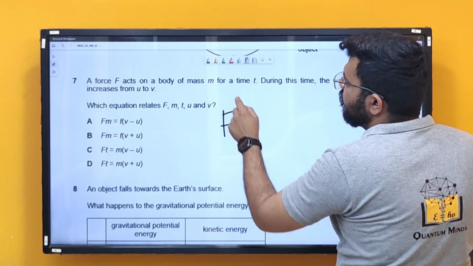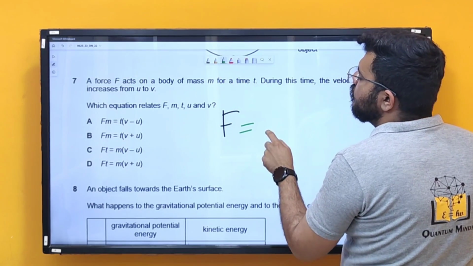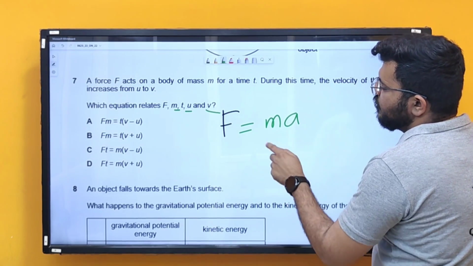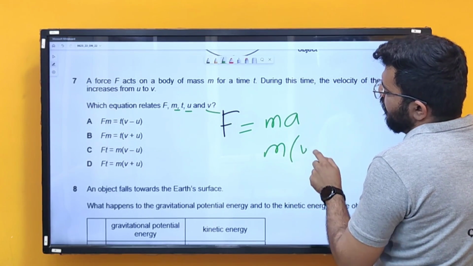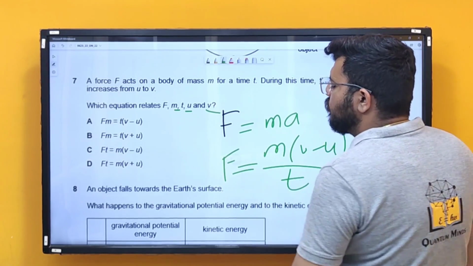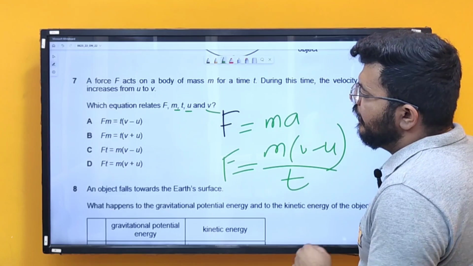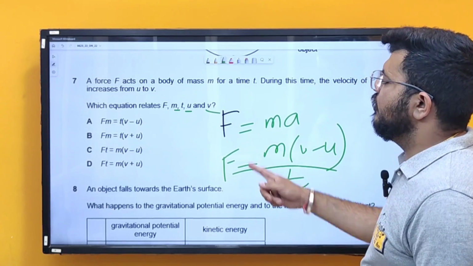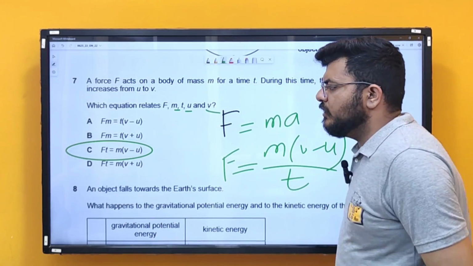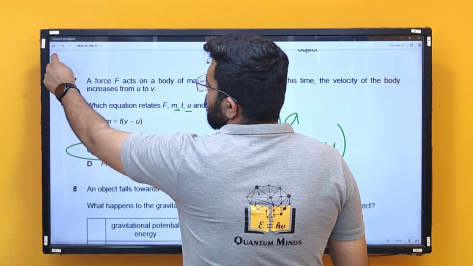Sorry, not Fa. Force is equal to mass into acceleration, but they are talking about u, v and t. So I shall write m(v minus u) upon t is equal to force. This is how I can relate it, but the denominator is not given, so Ft is equal to m into (v minus u), given by option C, the correct answer.